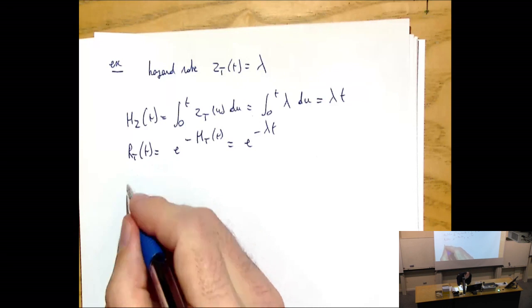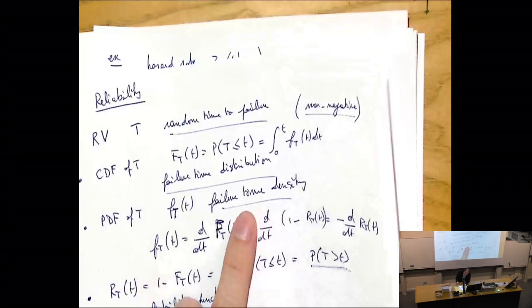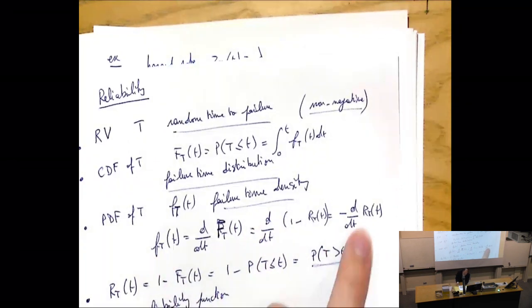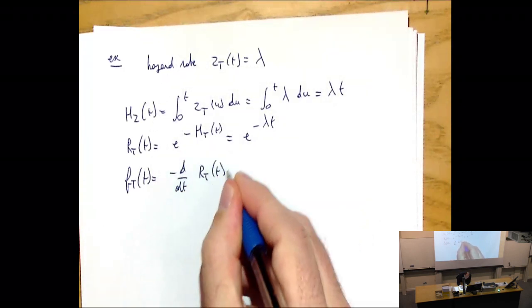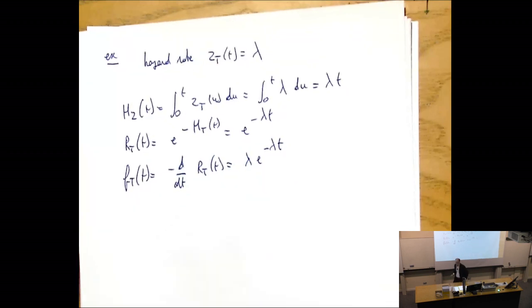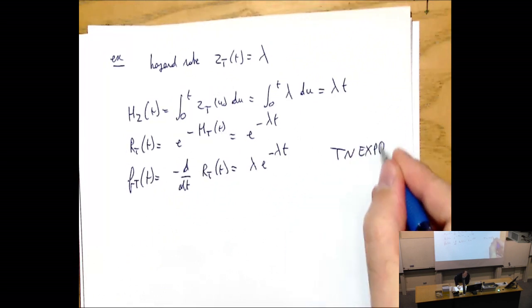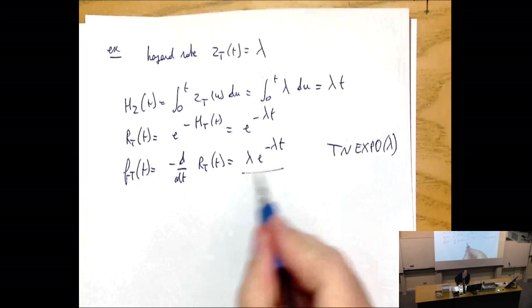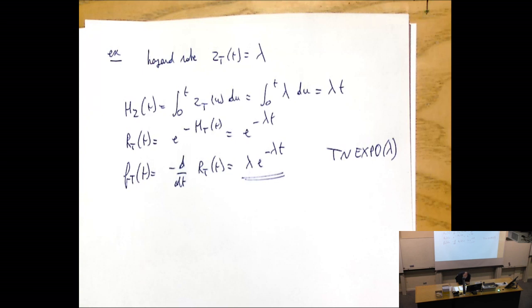And now we have the PDF, right? Or this failure time density, which is essentially minus the derivative of the reliability function. And what we get is lambda e^(-lambda t). Okay? So what that means here is that this is just a different way of looking at a random variable t that is exponentially distributed with parameter lambda. This is the PDF of an exponential distribution, right, of an exponential random variable.